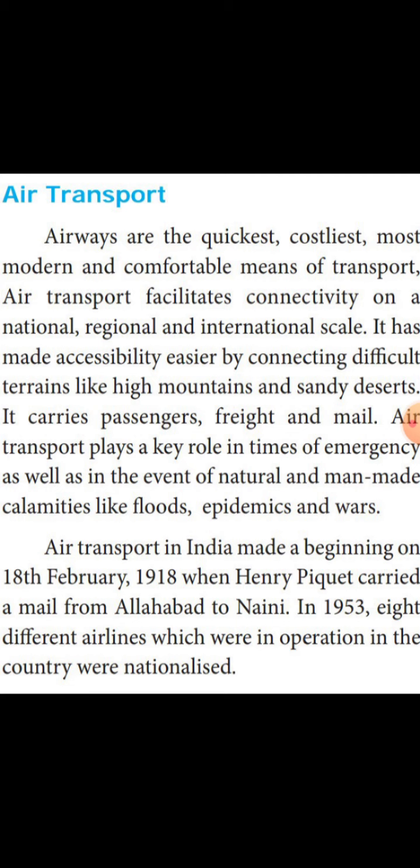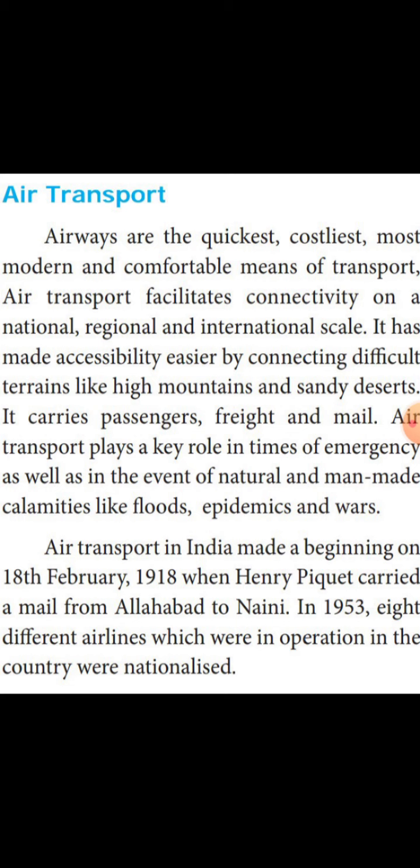Then this air transport plays an important role in times of emergency. That means during the emergency period, mostly we can use this air transport. Emergency period means some natural or man-made calamities, some disaster period, that period mostly we can use air transport. Easily we can go to those particular areas. For example, floods, epidemics, wars. This time mostly we can use this air transport easily.